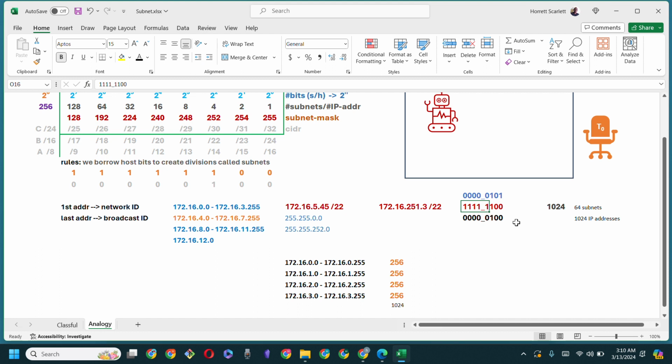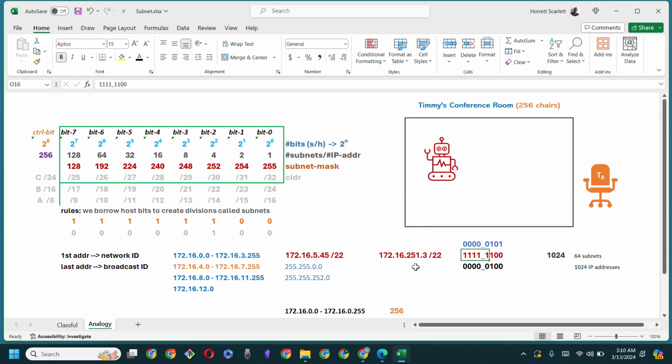Alright, so the question is, what is 251 in binary? So we want to find what 251 is in binary. Alright, so we start out with 251. And we know that we can get 128 from that. So we subtract 128. And that leaves 123. So we get a 128.